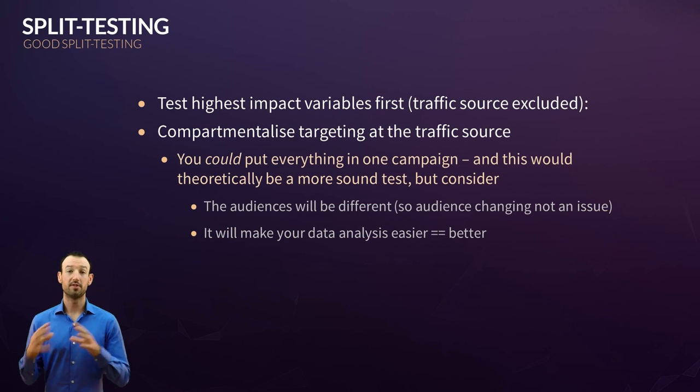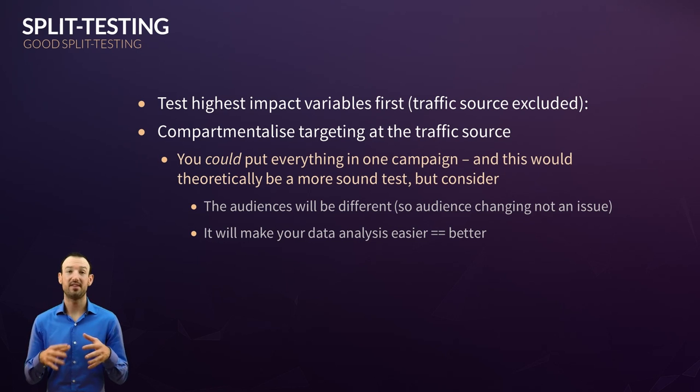So to finish off by giving you some of the practical summaries of this module, firstly, test the highest impact variables first, traffic source excluded, so different mobile DSPs and things, just ignore that for now. Test things like the offers, the landing pages, the ad creatives are always in there, and the angles. Compartmentalize your targeting at the traffic source where applicable and sensible.